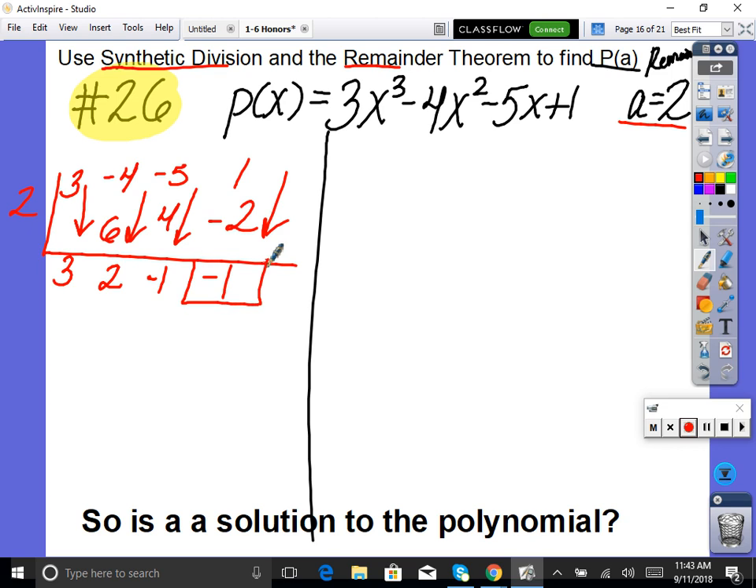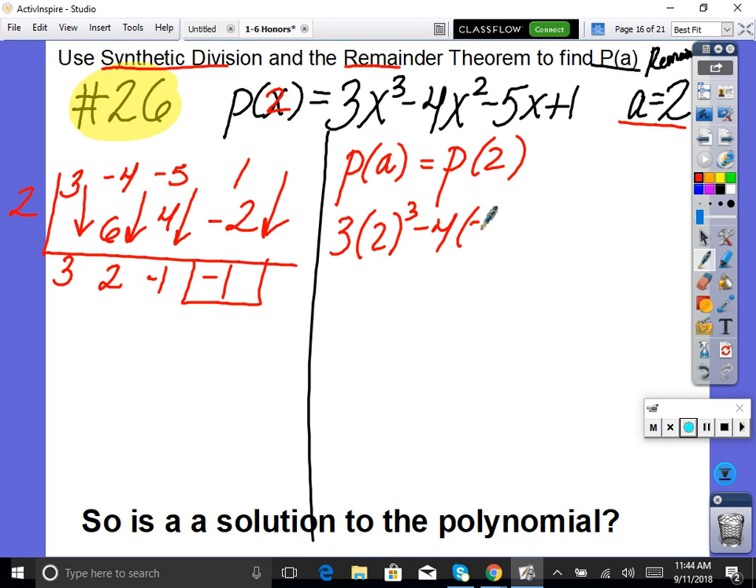Isn't that my remainder? So the remainder theorem says we could have also found that remainder by plugging in p of a, which is p of 2. So let's plug in 2. So we have 3 times 2 cubed minus 4 times 2 squared minus 5 times 2 plus 1. That's another way to find the remainder. So you type that into your calculator, everyone, and you will get negative 1. Which way's quicker? This way. So we always use this way. This is just another way, but we have to show our work.